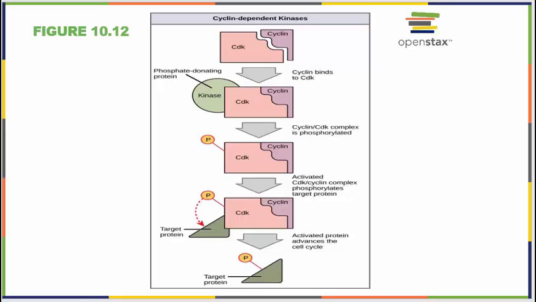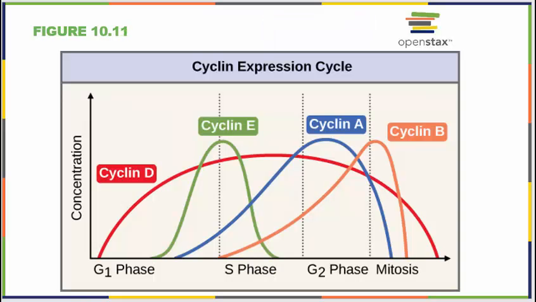When the appropriate CDK and cyclin complex come together, a phosphate-donating protein phosphorylates the unit as a whole in a specific location. The activated CDK cyclin complex then phosphorylates a target protein. That target protein can continue on to advance the cellular cycle. There is a normal fluctuation of these CDK cyclins, and they naturally degrade after they've been used up in their individual phases or to help us get past a particular checkpoint. These are known as positive regulators because their activity pushes the cell cycle forward.